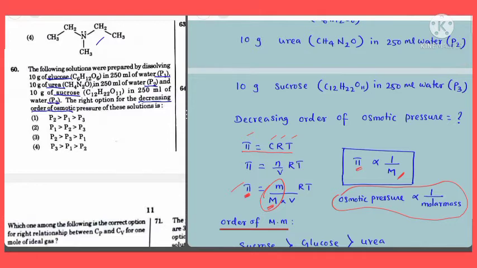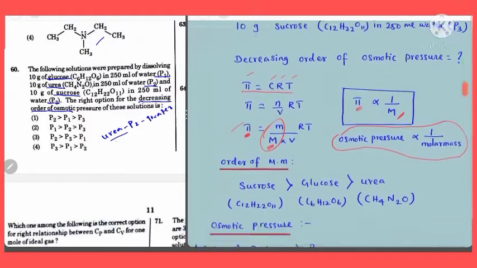Which one is having a lesser molar mass? It's nothing but urea, whose osmotic pressure is P2. So lesser molar mass means greater osmotic pressure. Urea is having greater osmotic pressure, so P2 is comparatively greater. In decreasing order, from greater to lesser, P2 comes first.